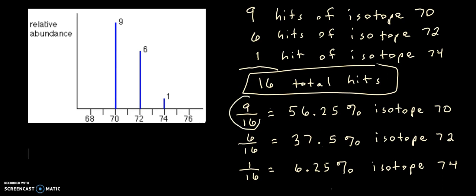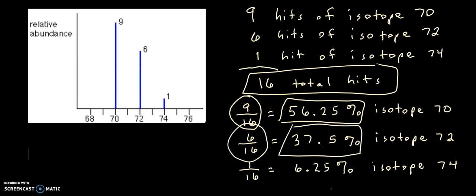9 out of the 16 came from isotope 70, so 9 divided by 16 gives us 56.25% isotope 70. 6 divided by 16, the total, gives us 37.5% is isotope 72, and 1 over 16 tells us that we have 6.25% of isotope 74 occurring in nature.